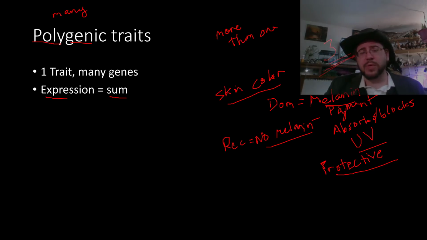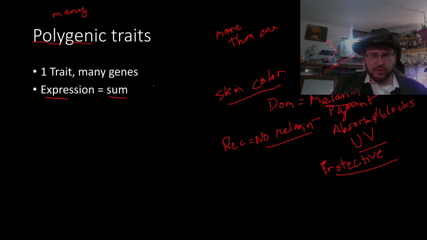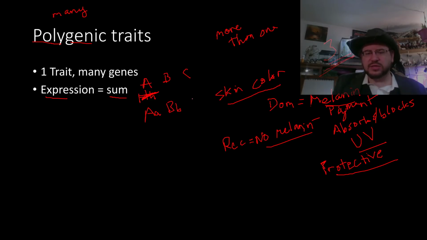Anyway, moving on. So, the intensity of these traits is based on the number of dominant alleles, right? So you might have gene A, gene B, and gene C. If you're heterozygous for A, heterozygous for B, and heterozygous for C, your cells will produce sort of 50% of the maximum amount of pigment a skin cell could have.